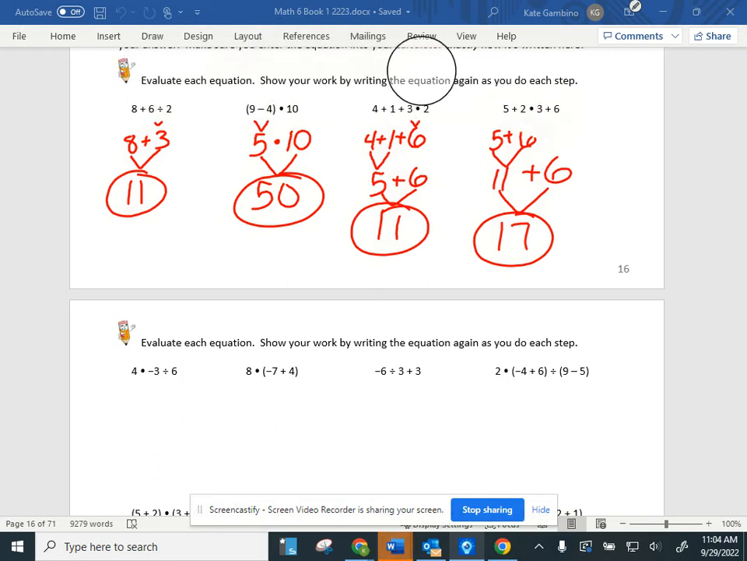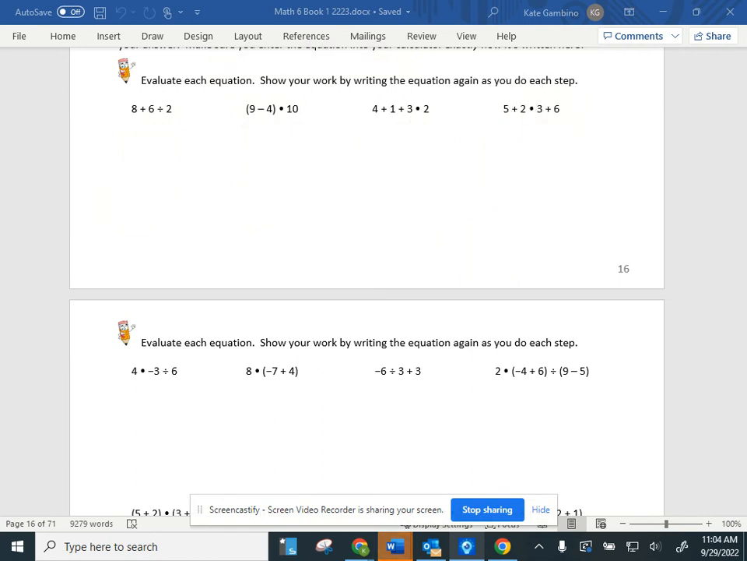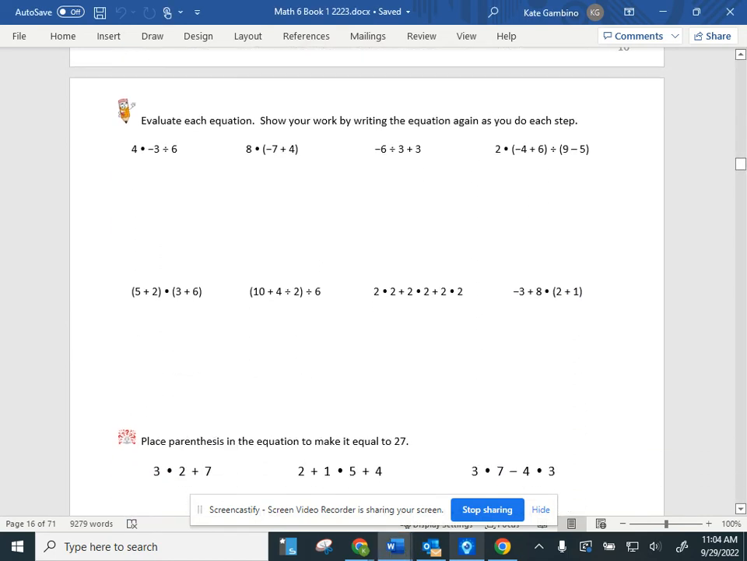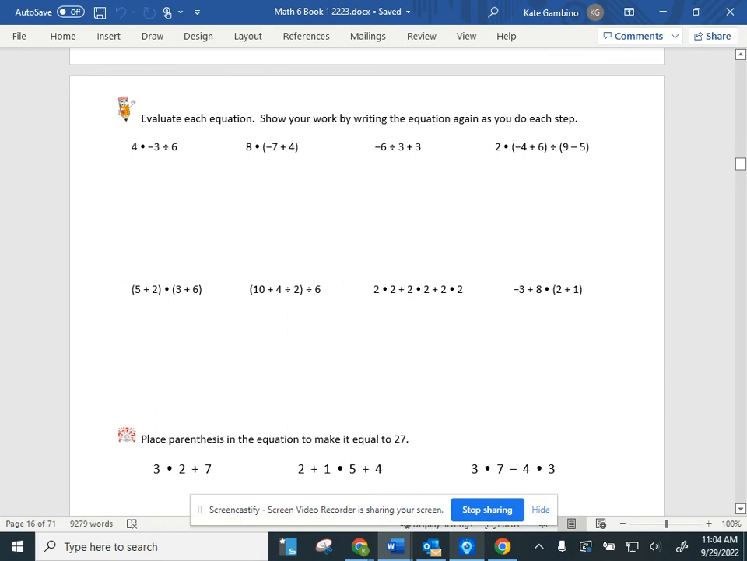So our second page is our homework for today. Evaluate each equation. Show your work by writing the equation again as you do each step. What I just did, that is what you are doing.